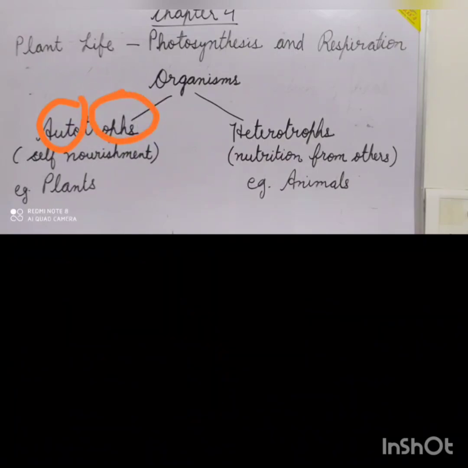So the organisms which can have self-nourishment are called autotrophs, and the plants, as they are able to make food for themselves as well as animals, they are the only autotrophs. The other type of organisms are heterotrophs because they get the nutrition from others. Hetero means different and troph means nutrition. So getting the nourishment from someone else is called heterotroph. All the animals come under the category of heterotrophs.